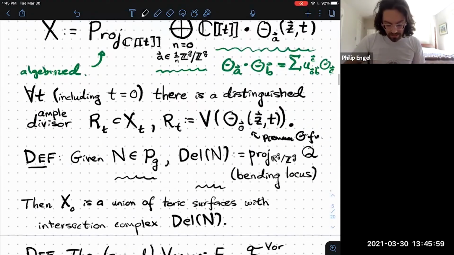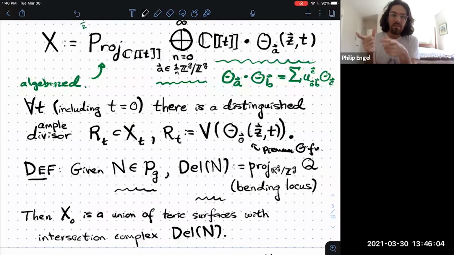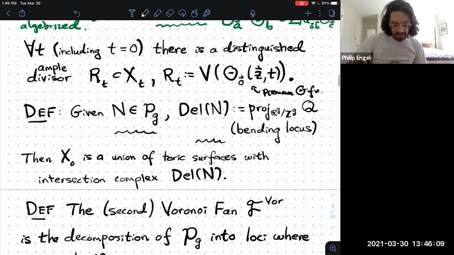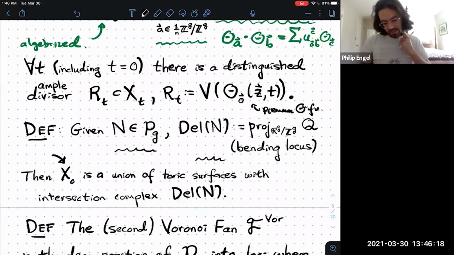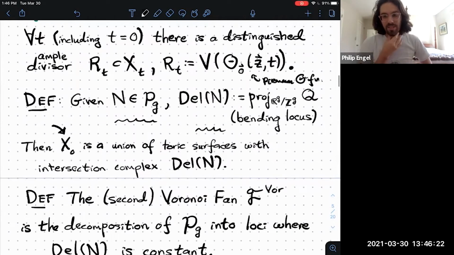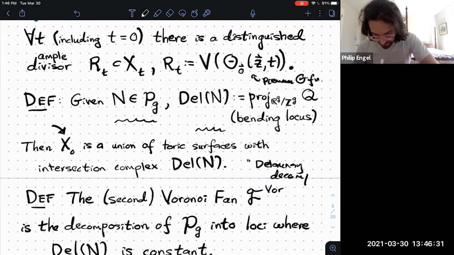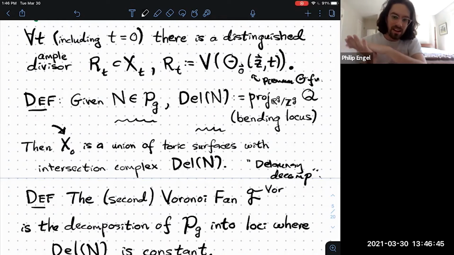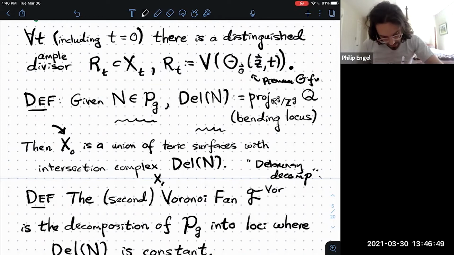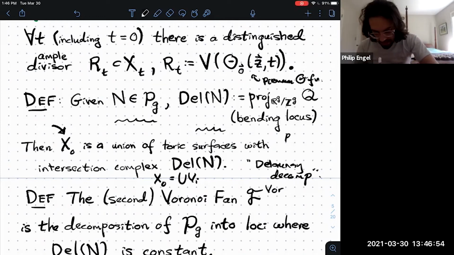But in general, there's going to be some polyhedral decomposition of R^g mod Z^g where this PL function bends. And another description of this central fiber when you do this Proj construction is that it's a union of toric varieties whose intersection complex is this Delaunay decomposition. In fact, not only does it encode the combinatorics, but the loci where this function is linear are polytopes of toric varieties. So X_0 is the union of V_i, where the polytopes of V_i are the cells of the Delaunay decomposition.